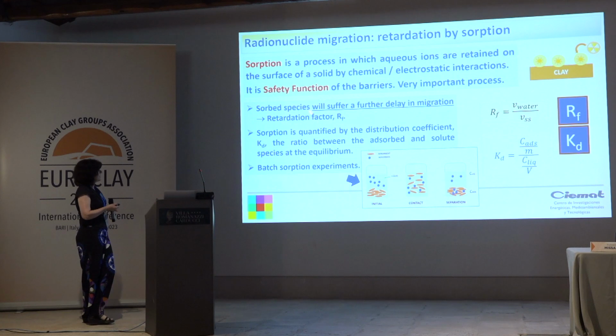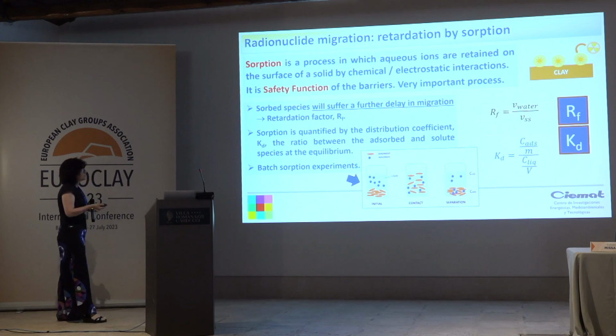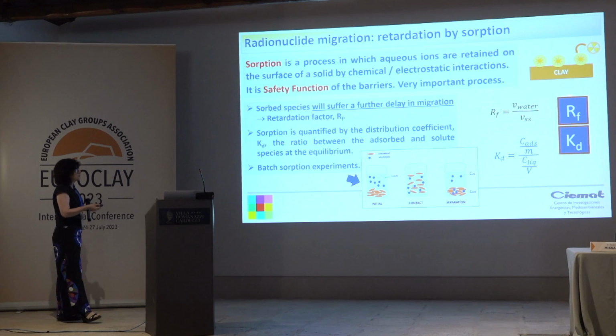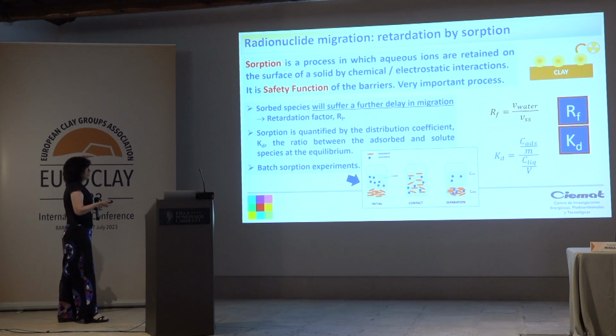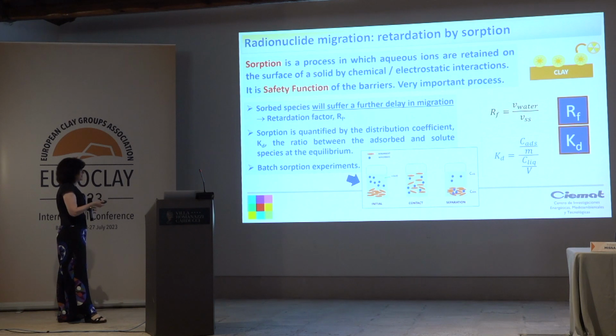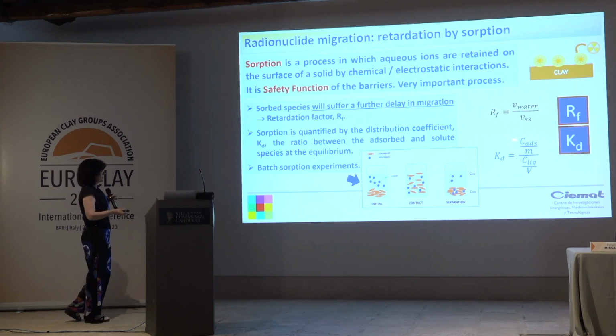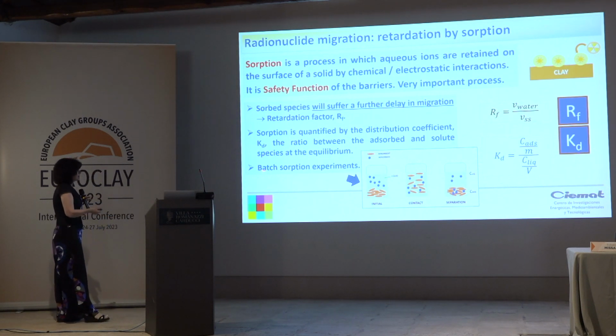So we can also define another important term, which is the retardation factor, which represents the ratio between the velocity of water and the velocity of the element which suffers retardation. Sorption is quantified by the distribution coefficient, Kd, which is the ratio between the sorbed and solute species after the equilibrium. This is determined by batch sorption experiments that are sketched here.